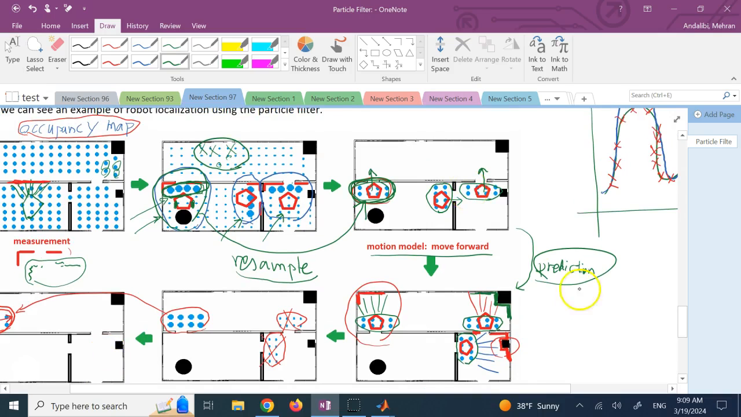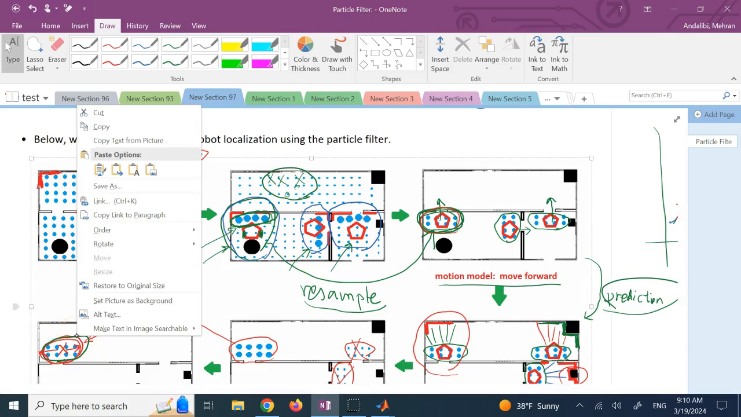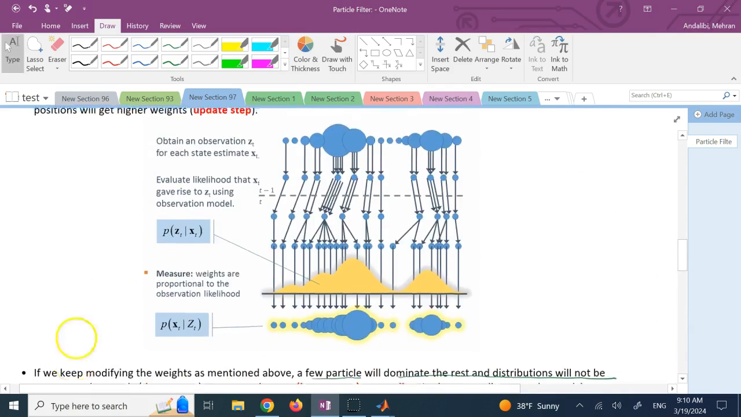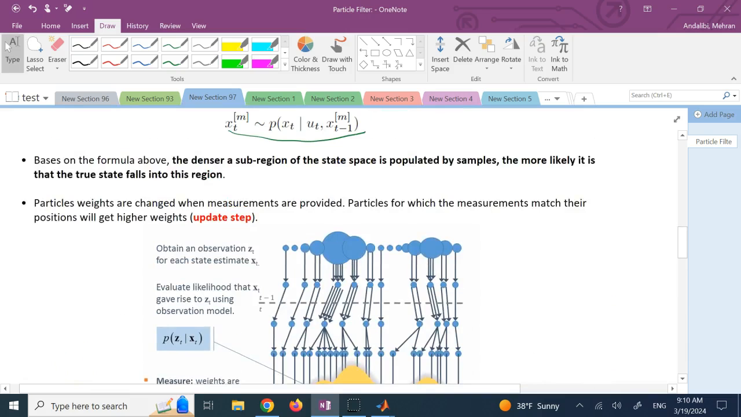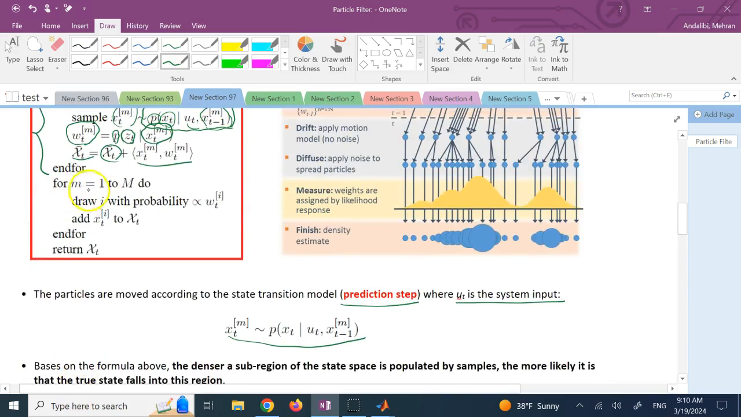So you want to get to where you are in this case, but not super fast in a couple of iterations, because there is a chance that your measurements are biased, and you get a wrong conclusion. So this resampling is an important thing, and mathematically you see that for m equal 1 to M, what does it do? It draws the sample again, but with probability equal to their weights, and then adds these new samples to the sample set.